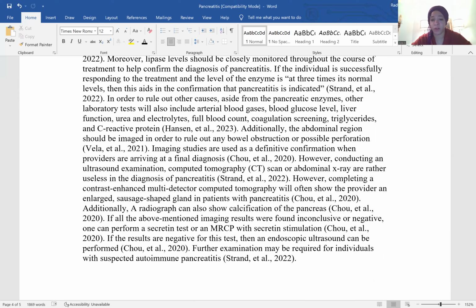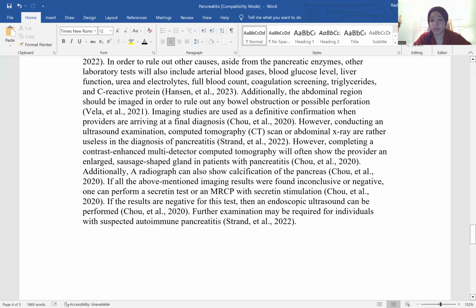In order to rule out other causes, aside from the pancreatic enzymes, other laboratory tests will also include an EKG, blood glucose level, liver function, urea and electrolytes, full blood count, coagulation screening, triglyceride levels, and C-reactive protein. Additionally, the abdominal region should be imaged in order to rule out other bowel obstructions or possible perforation. Imaging studies are used as a definitive confirmation when the providers are arriving at a final diagnosis.